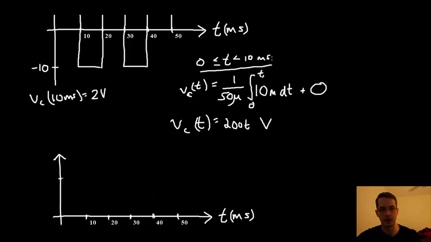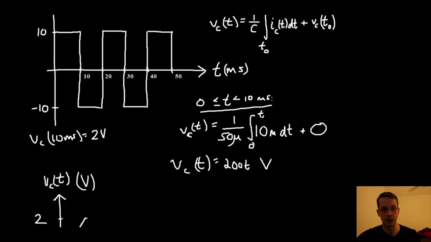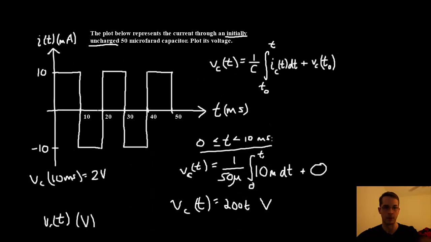So we know that in the first time frame, it builds up to a value of 2 volts total. So 2 volts right here. This is Vc of t. So it builds up to about 2 volts in a linear fashion, and then it will decrease at the same exact rate. And this is periodic, so it just happens over and over again.